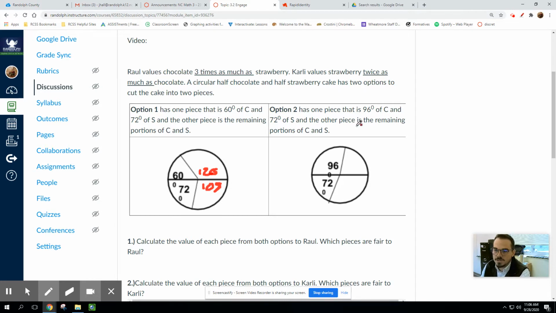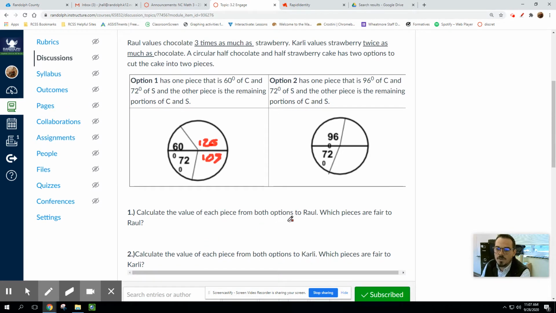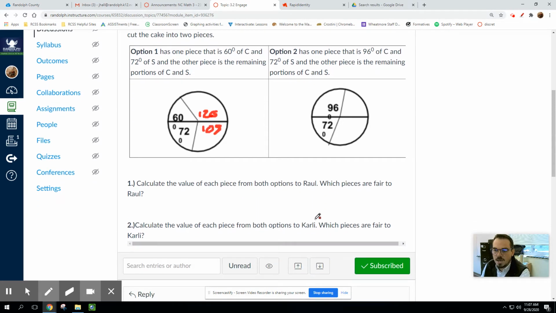Option 2, these are the 2 pieces. These are 2 ways of cutting it. 96 degrees and then 72 degrees and then the other piece remaining. So calculate the value of each piece from both options to Raul and which piece is fair to Raul.